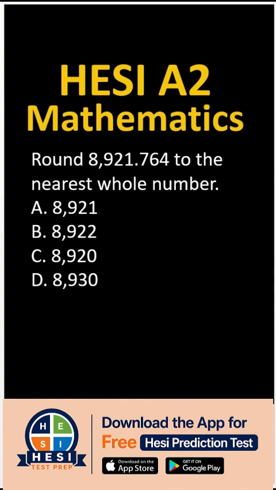In this HESI A2 mathematics problem, we will learn how to round a number to the nearest whole number. So the question asks, round 8,921.764 to the nearest whole number. So we need to look at the tenths digit, which is 7. Now, since 7 is greater than 5, we can round the whole number up. So 8,921 becomes 8,922. And with that, the correct answer is option B.